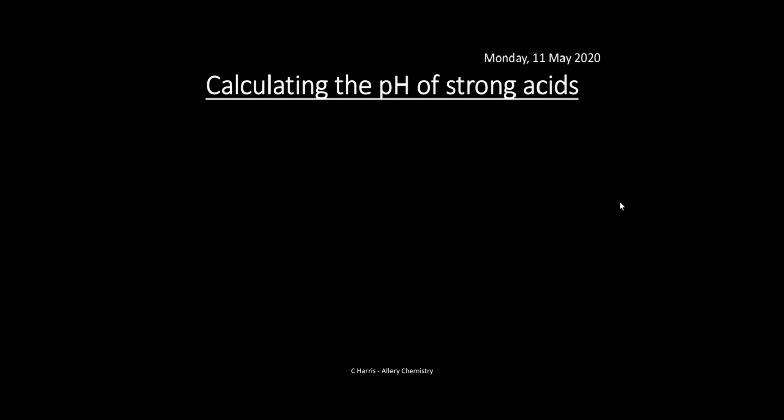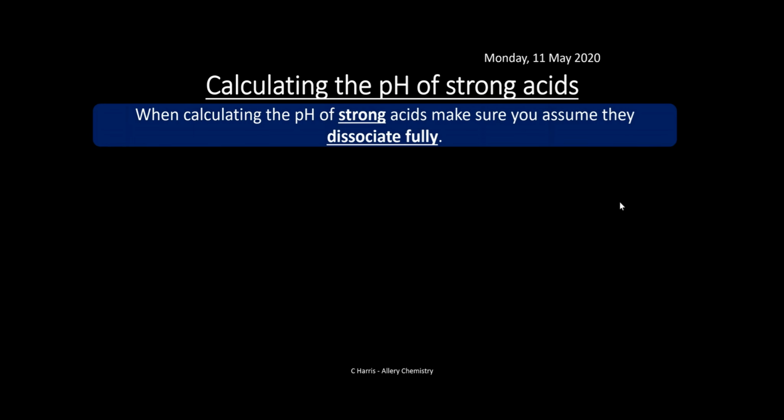Okay, so let's look at the calculation of pH of strong acids. This is what we were talking about before, and this is why the mono, di, and triprotic comes into it. You'll see an example later on where that's going to become quite important. So when calculating the pH of strong acids, we've got to make sure we assume that they dissociate fully. It makes the maths so much easier.